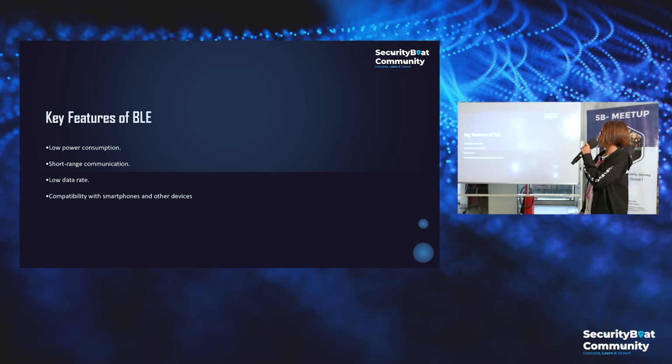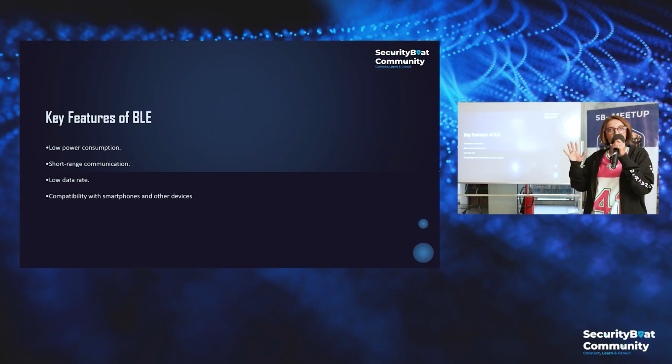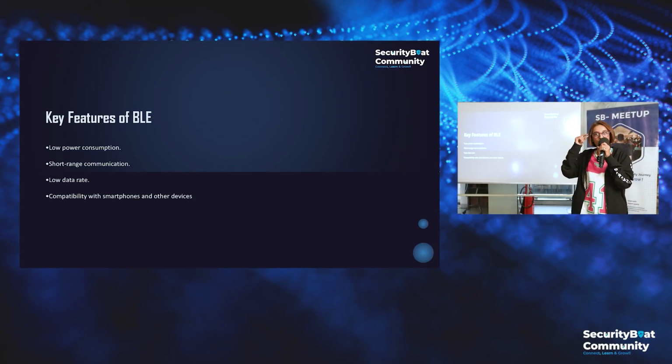Key features of BLE are: A, low power consumption, as I mentioned, it takes less energy. Short range communication, it's around 10 to 50 meters. उसके बाहर बात नहीं करता है, there's congestion problem. Low data rate, ज़्यादा, so any devices that send very limited amount of data, only there BLE is used.